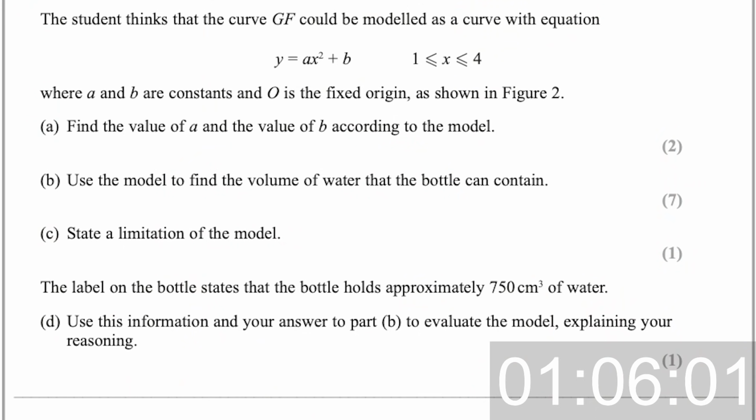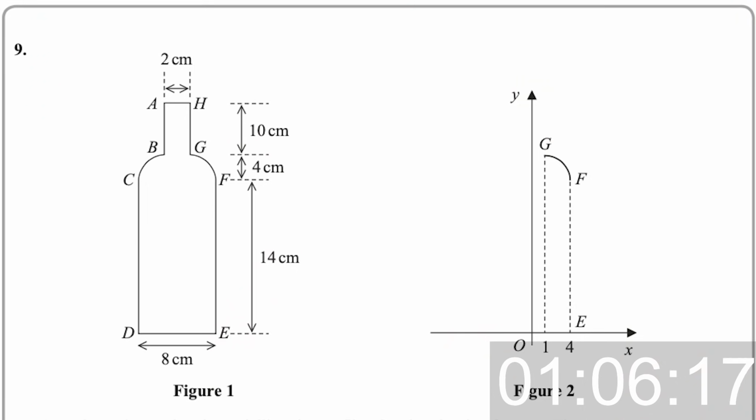Use the model to find, I knew it was coming. Use the model to find the volume of water the bottle can contain, okay. Right, I'm going to need a new page. So key to this is going to be having a good diagram. So let's think about, we're doing a volume of revolution.